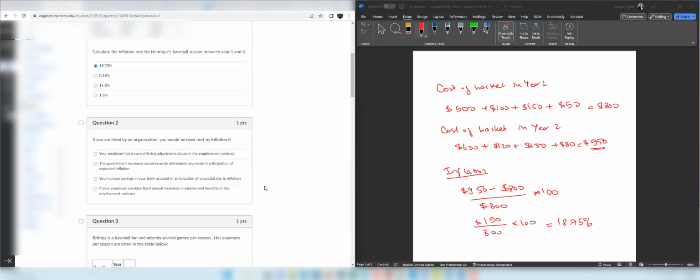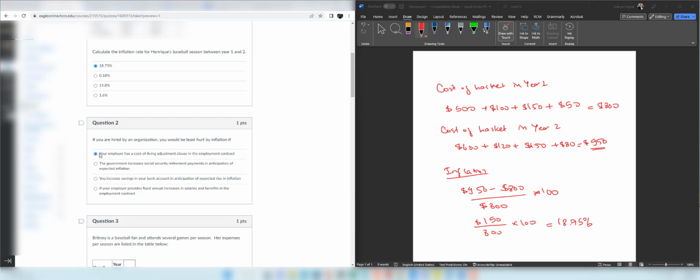Next question. If you are hired by an organization, you would be least hurt by inflation if... So we need to find a case that you are going to be least hurt. You are going to be least hurt if your income increases as much as the inflation. So let's read the first one. Your employer has a cost of living adjustment clause in the employment contract. This is the correct answer because cost of living adjustment refers to the adjustments of your income due to changes in inflation. So if this year inflation is 7%, then your income increases by 7%.